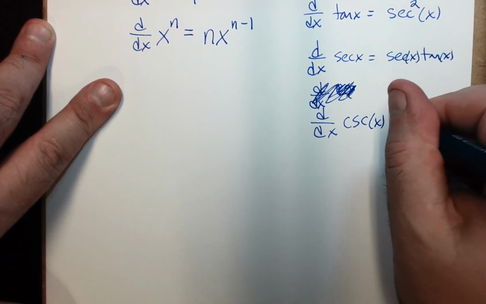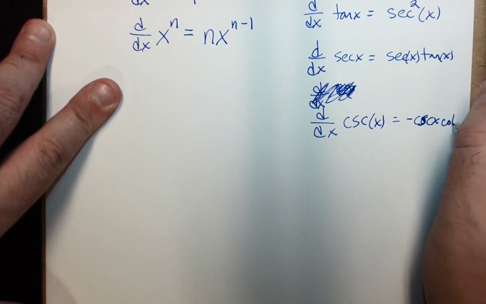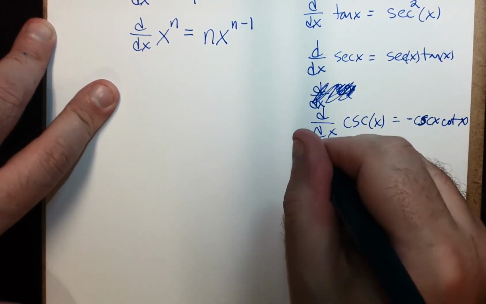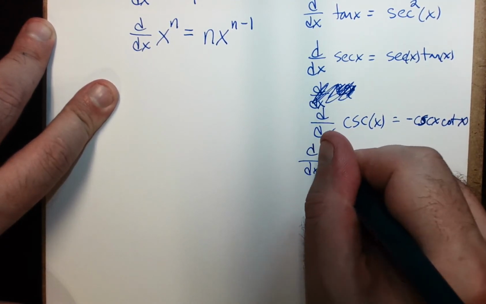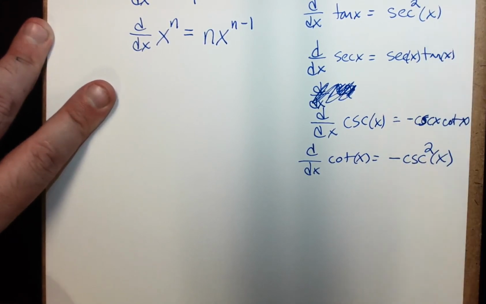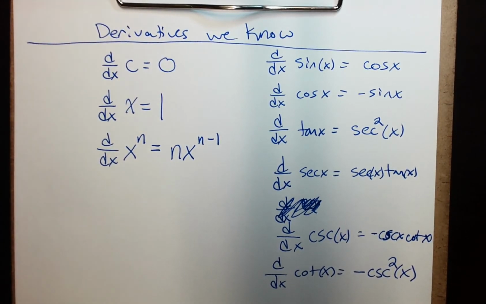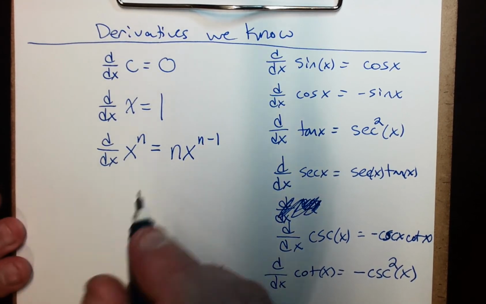The derivative of cosecant. Scribble, scribble, scribble. The derivative of cosecant x is negative cosecant x cotangent x. Yikes. And one more, the derivative of cotangent x is negative cosecant squared x. Okay, so we know those derivatives, we know the power rule, that's about it.